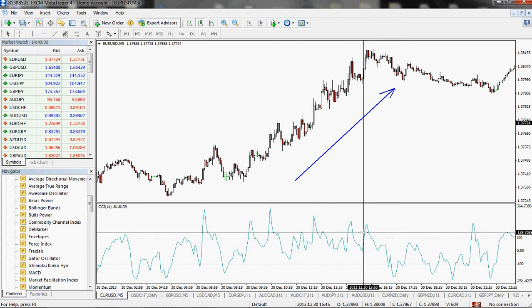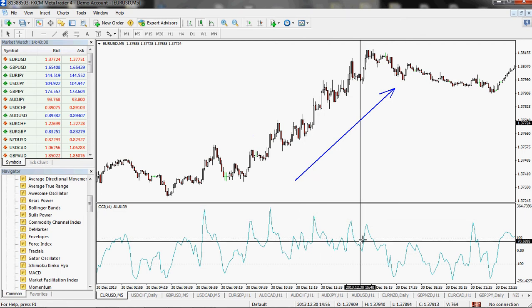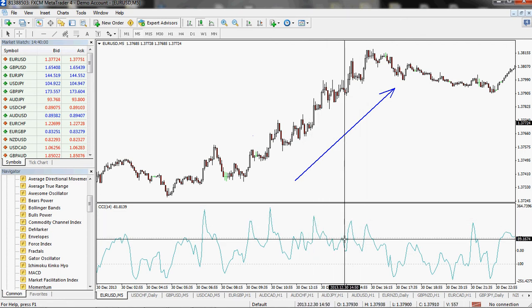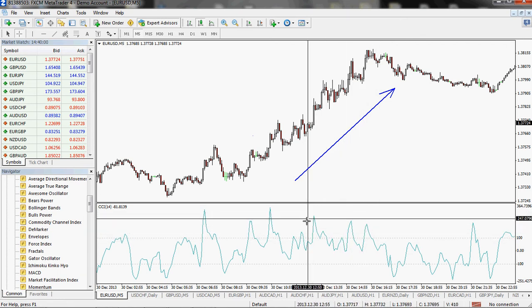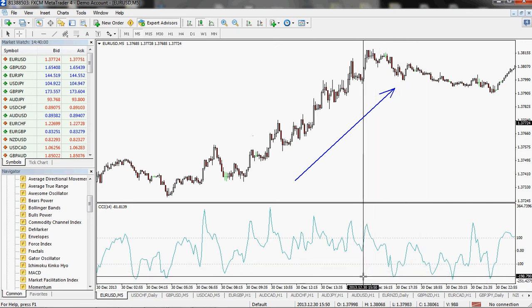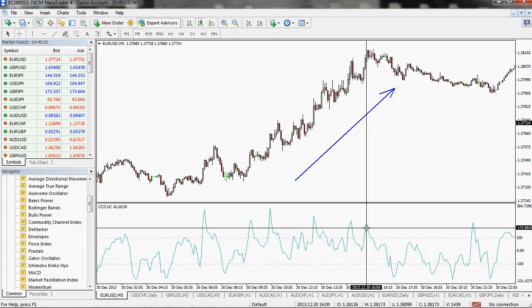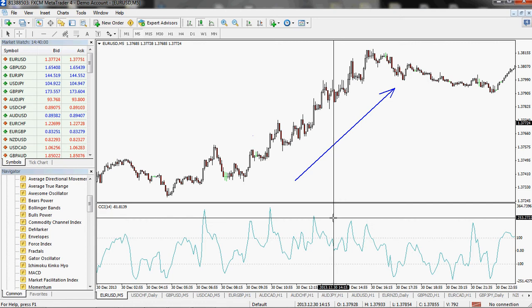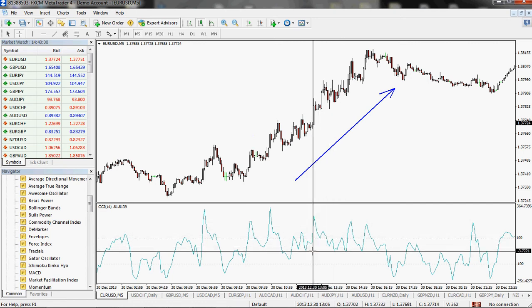You should not consider that the CCI indicator, being above 100, means an overbought market, or being below minus 100 means an oversold region. You should not consider that in a trending market. In a trending market it is different. You should enter trades only when the CCI indicator crosses the plus 100 line in the upward direction.